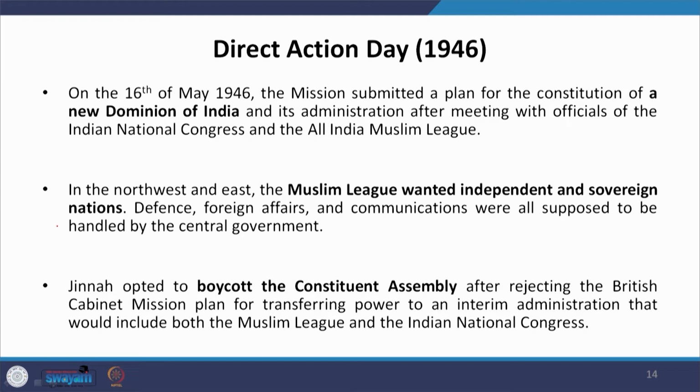M.A. Jinnah opted to boycott the Constituent Assembly after rejecting the British Cabinet Mission plan for transferring power to an interim administration that would include both the Muslim League and the INC. So, he was basically wholeheartedly supporting the two-nation theory by then. He did not actually believe in any administration that would bring the ML together with the INC.